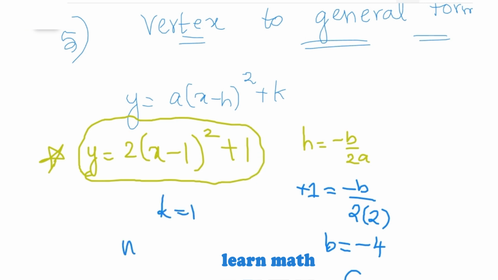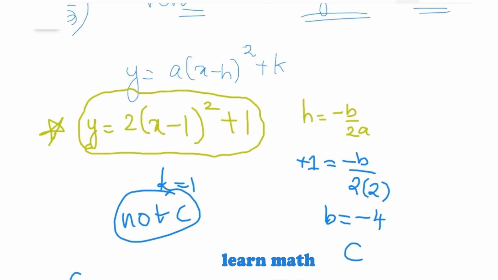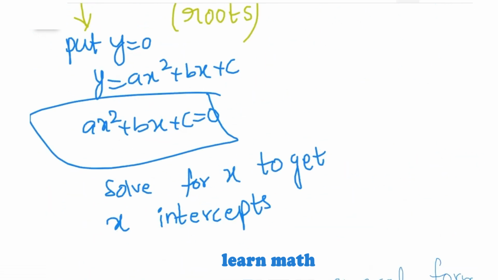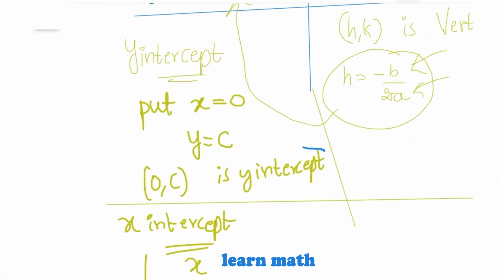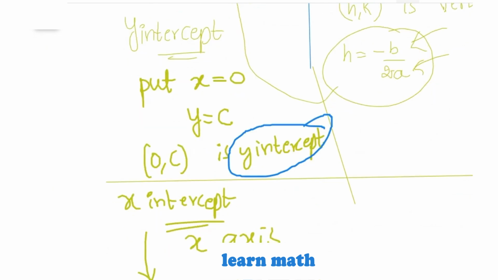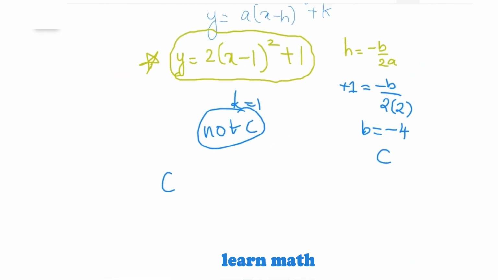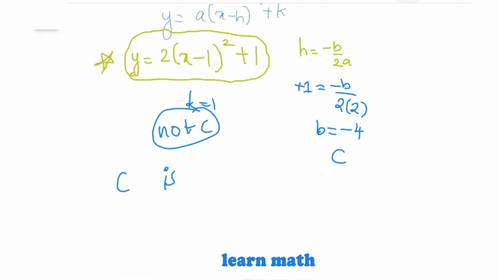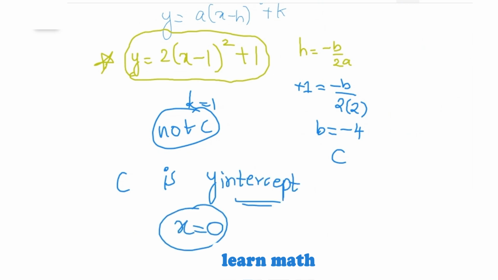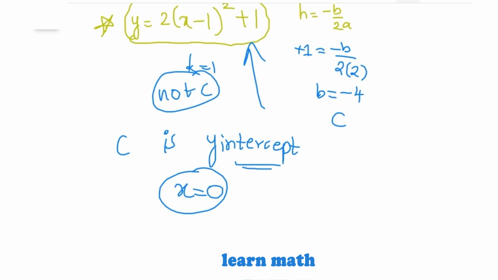k is equal to 1, not c. c is called the constant, the y-intercept. So for the y-intercept, you put x at 0. Plug in x equal to 0 into the original equation.